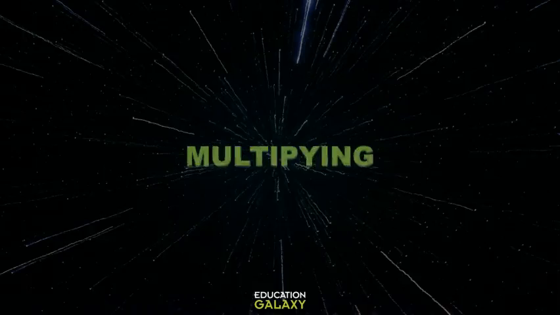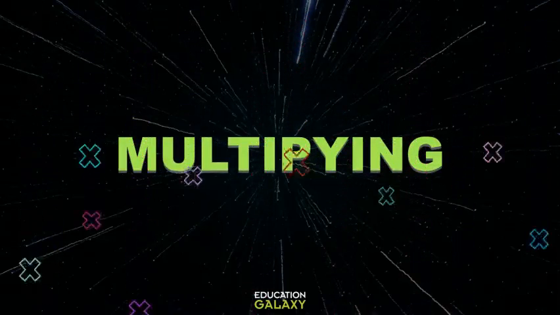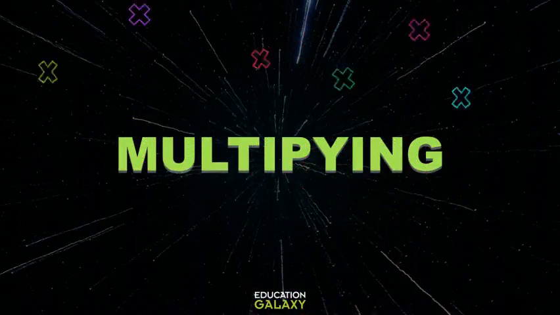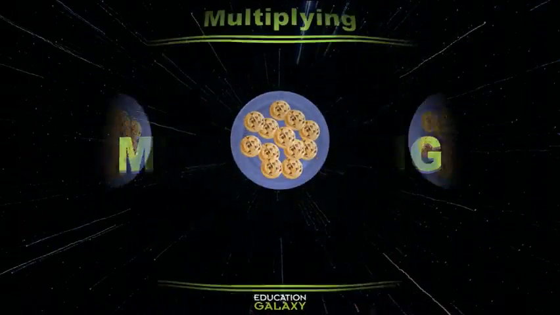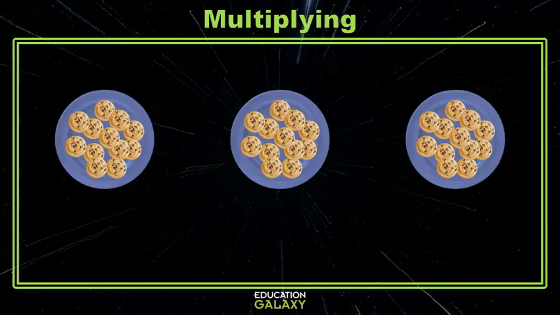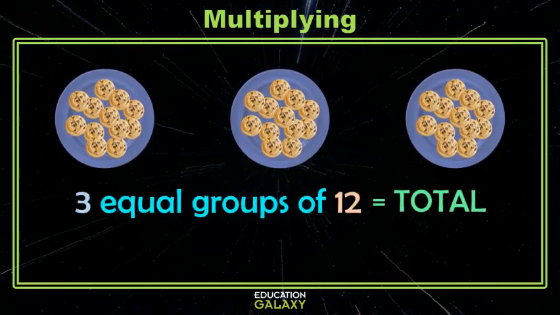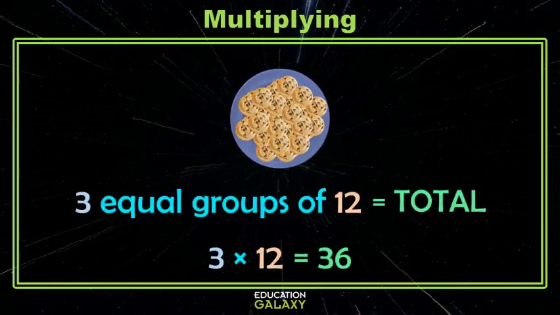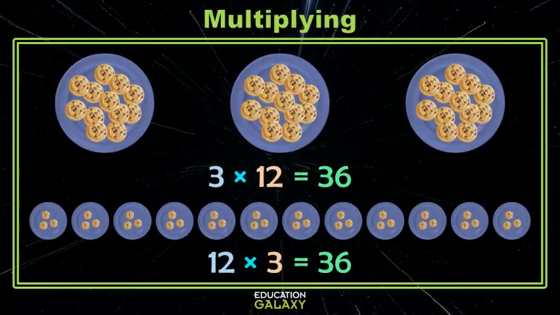Hello, math friends. Today we are multiplying. Let's first take a trip back in time when we learned why we might need to multiply sometimes. When we have equal size groups and we are looking for a total, that's a good time to multiply. We also learned that if we're multiplying two numbers, it doesn't matter what order we multiply. We still get the same value.